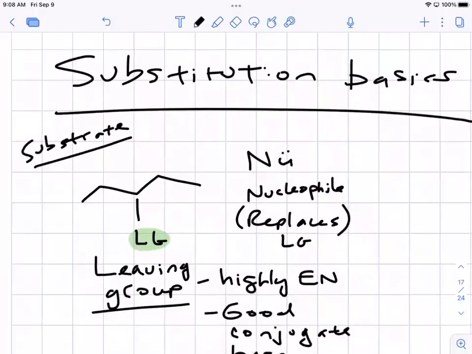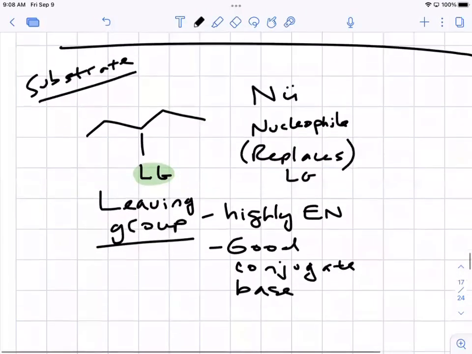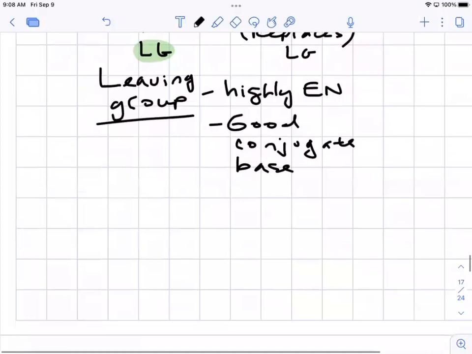Now, how it does that depends on the type of substitution. If it's SN1, the leaving group leaves first. If it's SN2, then it's simultaneous. The nucleophile attacks and the leaving group leaves. So let me show that.